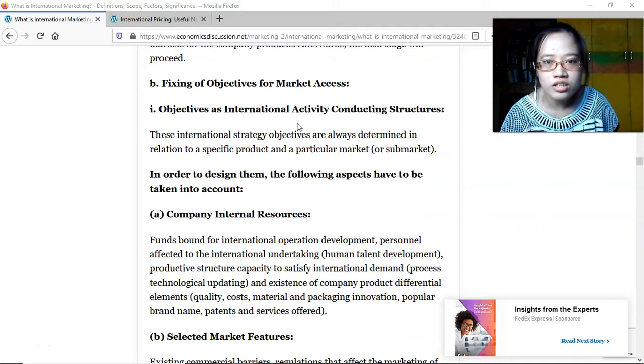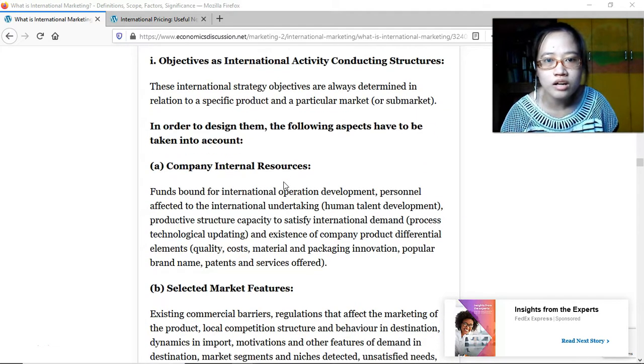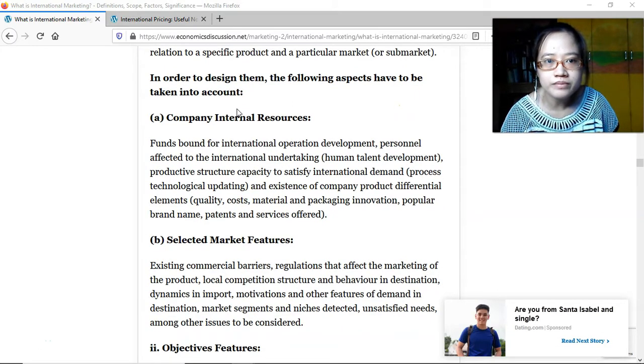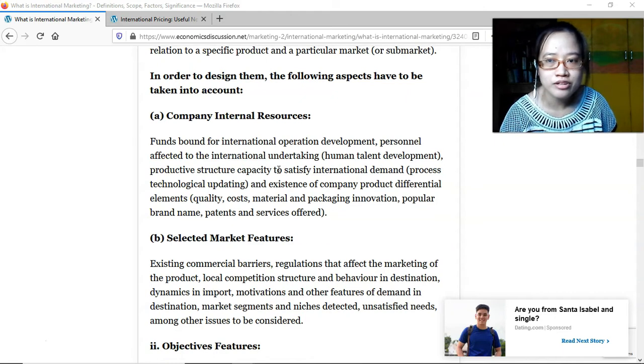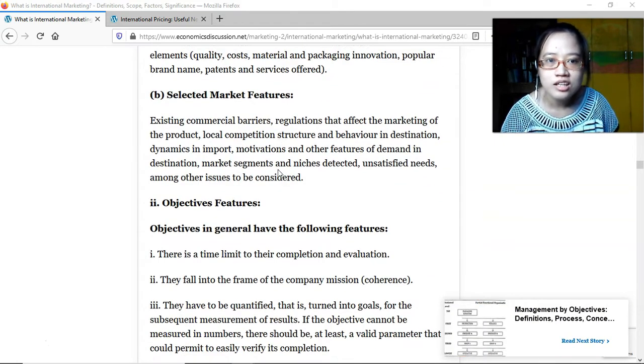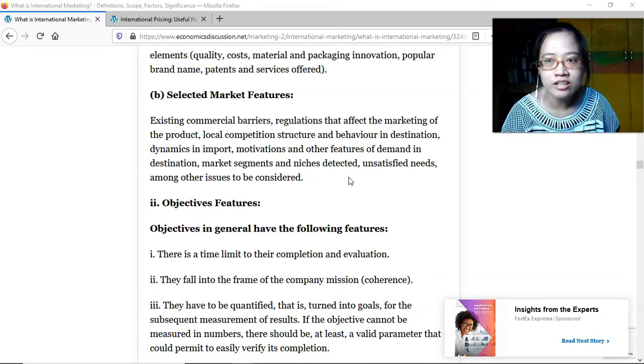Objectives as international activity conducting structures. So you have to take into account company internal resources. Do we have enough resources to proceed? Selected market features: which products could we sell here, which markets are still not saturated, where are the opportunities?